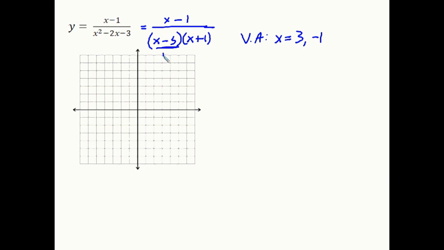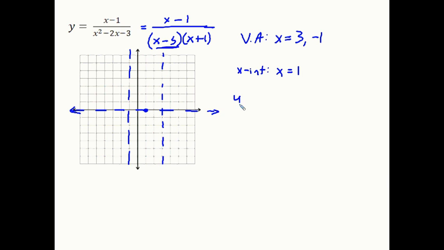X equals 3 is a vertical asymptote, and x equals -1. Since this is a proper rational function, we know the x-axis is a horizontal asymptote. We can find our x-intercepts, values that make the numerator 0. X equals 1 would make the numerator 0, so that's an x-intercept. So we can graph x equals 1. Here's a case where our graph will cross a horizontal asymptote.